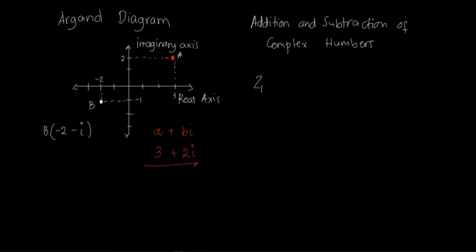Let's say we have a complex number Z1. In math, the capital letter Z is the symbol for complex numbers. Let's say Z1 is a plus bi and another complex number, Z2, is equal to c plus di. To add Z1 plus Z2, simply add the two real parts and the two imaginary parts. So you can say a plus c for the real part, plus b plus d for the imaginary part.